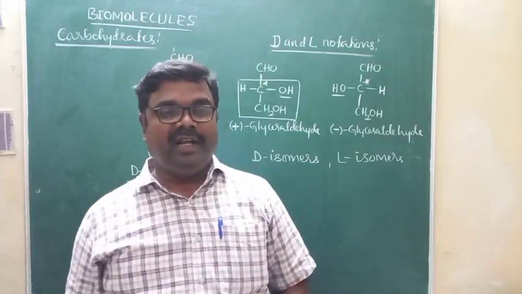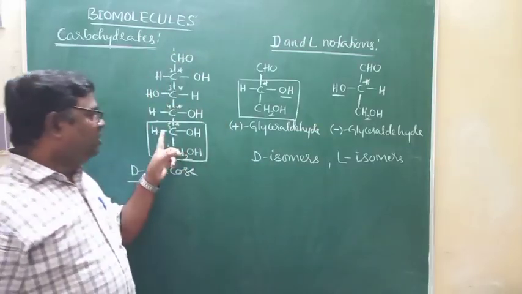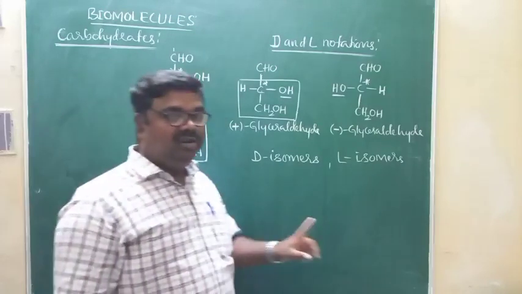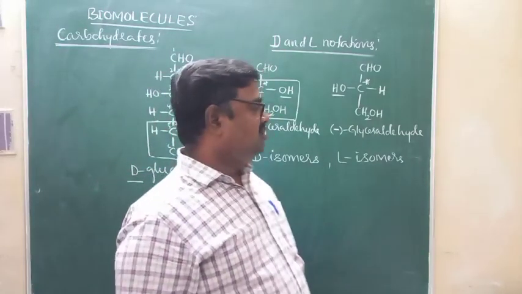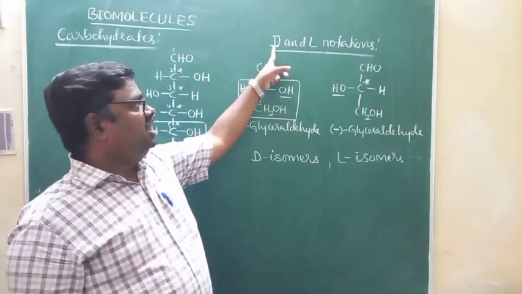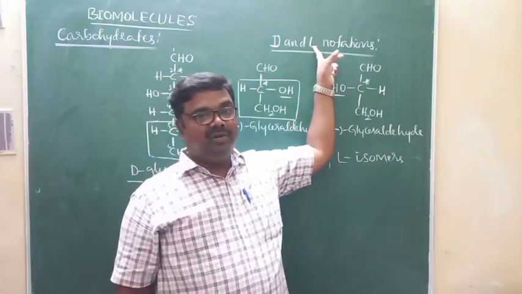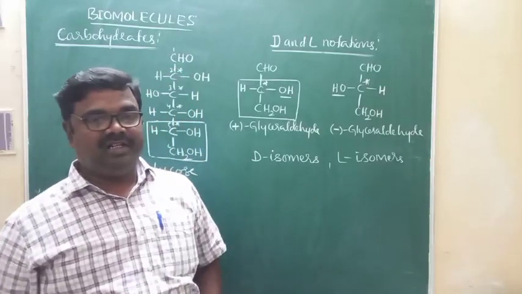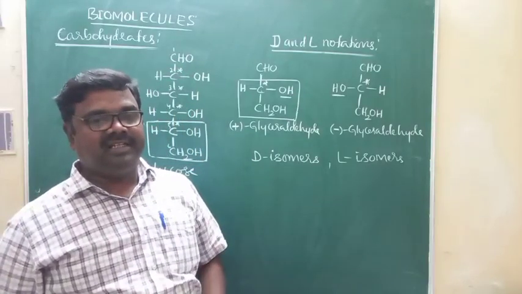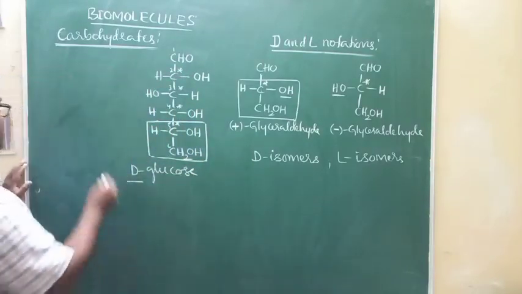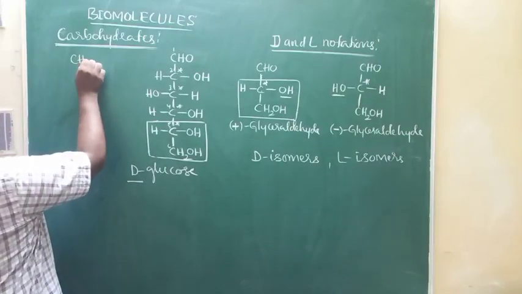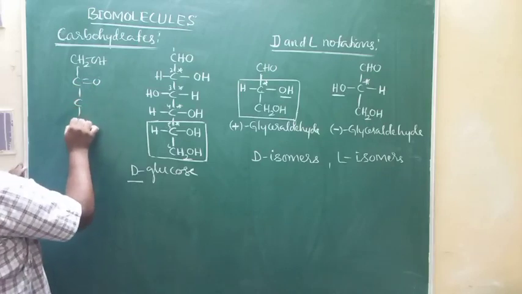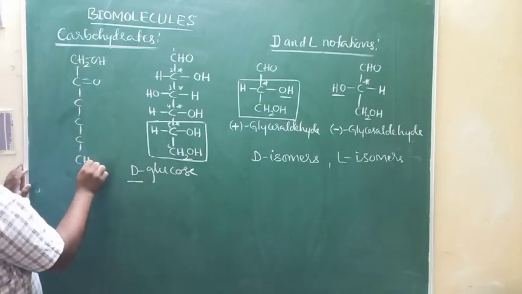They simply indicate configuration at the lowest asymmetric carbon atom. So don't think that D stands for dextrorotatory and L stands for levorotatory, not like that. They do not indicate anything about the optical rotation. They simply indicate configuration only. For example, in the case of fructose, let me show you one example.